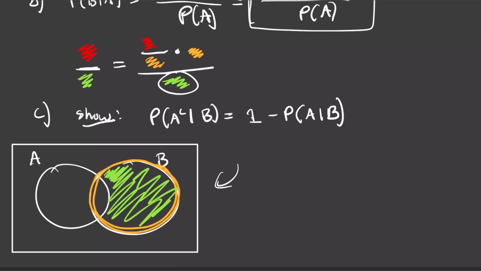So now what's the probability of A given B? Well, okay, we're restricting ourselves to the orange bubble again. Now what is the probability of A? Well, it's just everything in A and B at the same time, right? So what is this equation really saying? It's saying that green divided by orange is equal to 1 minus the blue part divided by orange.